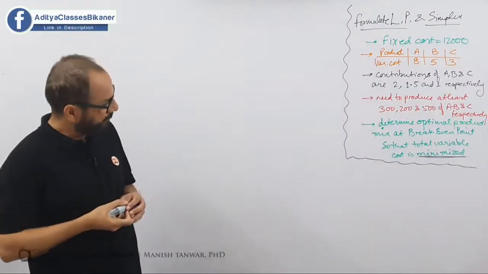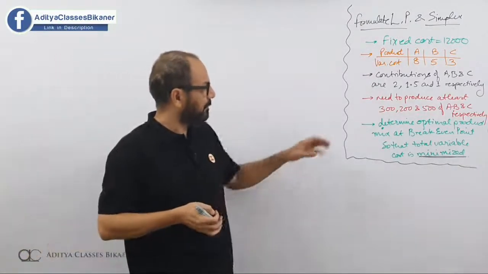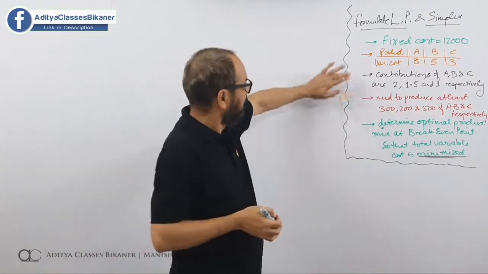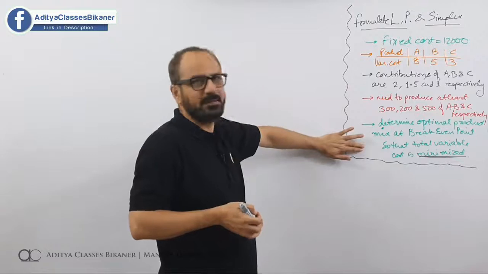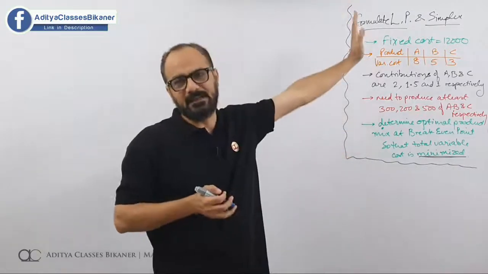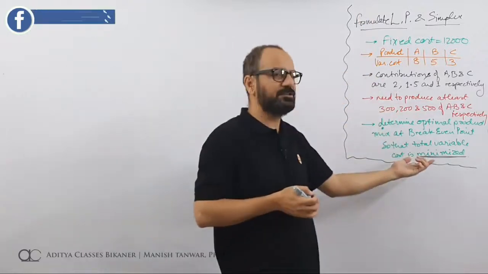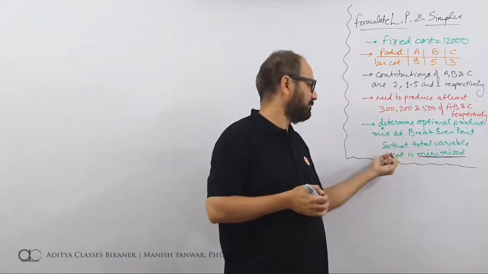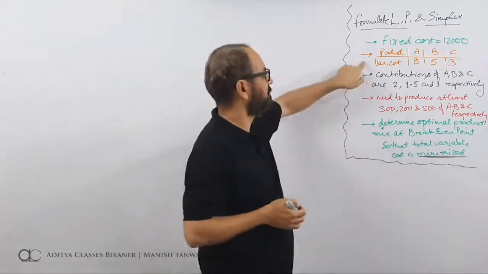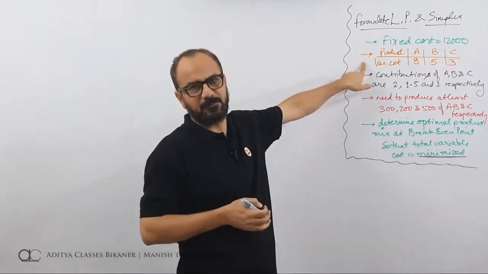Now before we get into formulation, let us talk of the situation. What is the situation? We need to minimize the variable cost. So there is no point looking at anything else. The objective function is clearly mentioning that you need to minimize the variable cost. Where is the variable cost? Here is the variable cost.